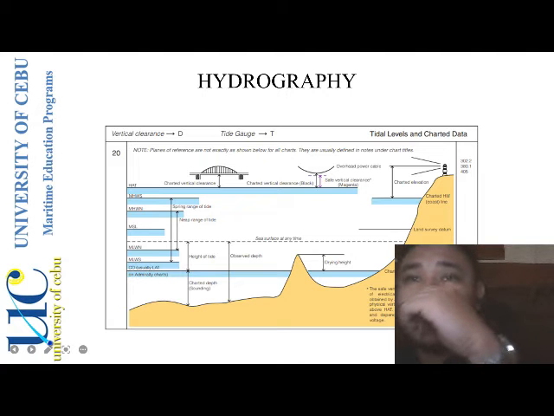So the vertical clearance and the tide gauge, tide levels, and the charted data. So it notes that the planes of reference are not exactly shown on all charts. They are usually defined in the chart notes. So the HAT is the chart vertical clearance and the chart vertical clearance block. So overhead power cable, so safety vertical clearance. So the charted elevation.